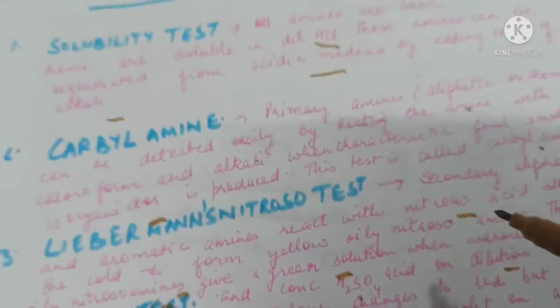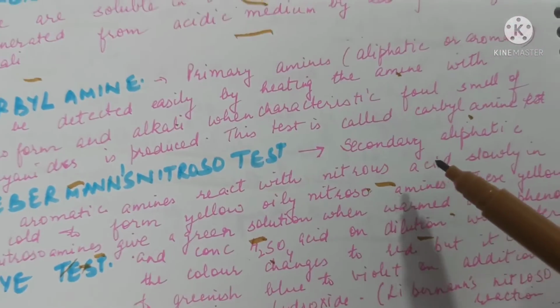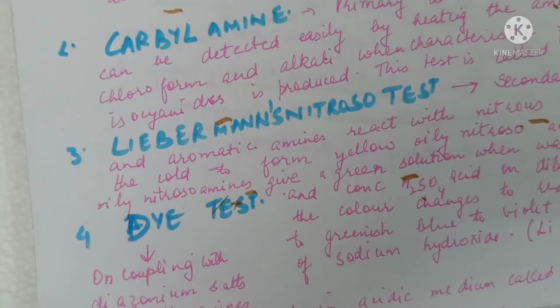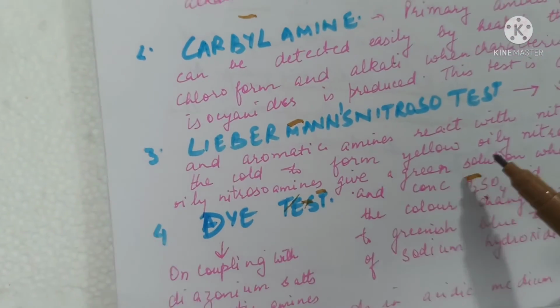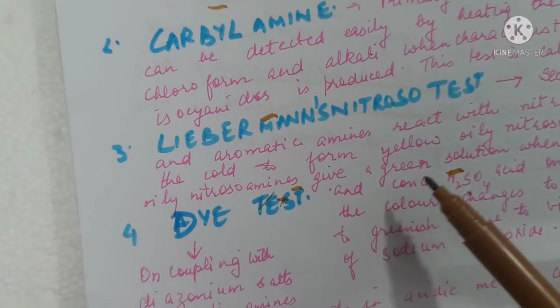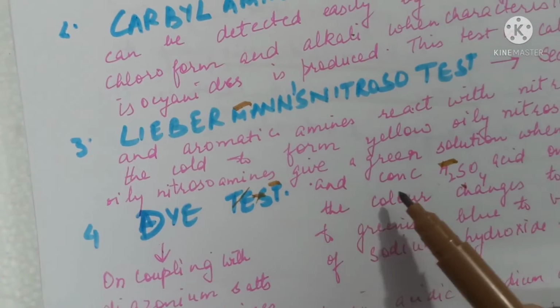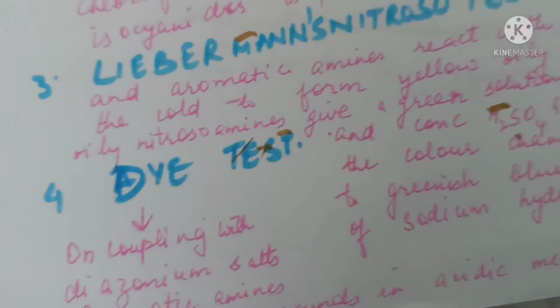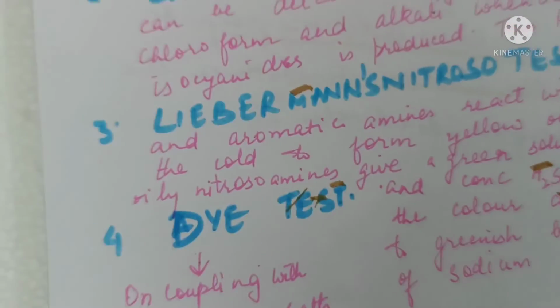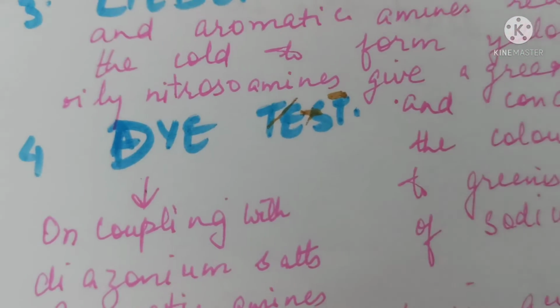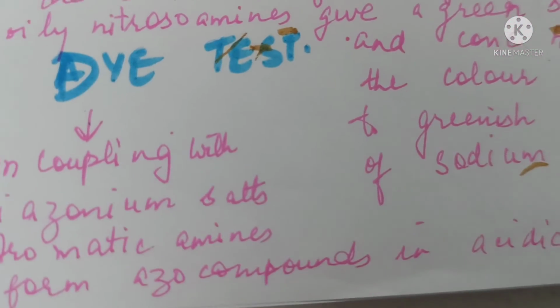Liebermann nitroso test. Secondary aliphatic or aromatic amines react with nitrous acid slowly in the cold to form yellow oily nitrosamines. These yellow oily nitrosamines give a green solution when warmed with phenol and concentrated sulfuric acid, and on dilution with water the color changes to red. It will again change to greenish blue to violet on addition of sodium hydroxide. So this test is called Liebermann's nitroso test, and it will be given by secondary amines.